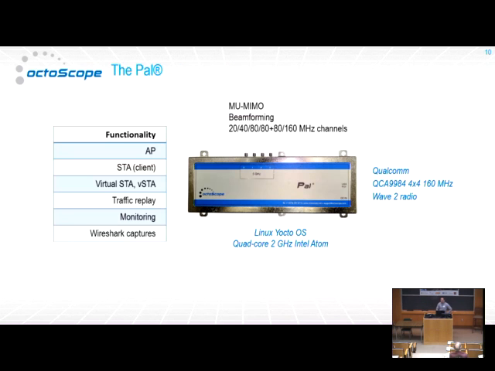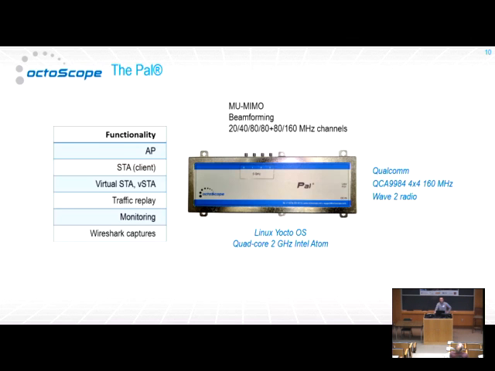So I'm going to introduce a couple of the modules that we use when we are building our test systems. So this is our PAL, our wireless partner device. This device can act as a Wi-Fi access point or a Wi-Fi station. It has traffic replay capabilities, so you can load it up with a PCAP file that you captured previously and replay the traffic in it. And you can also use it to capture Wi-Fi traffic and save it into PCAP format for later review.